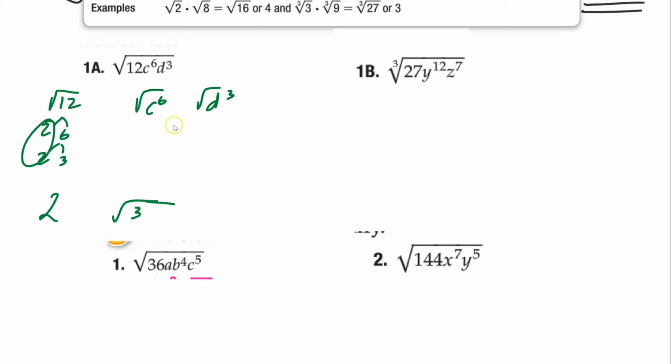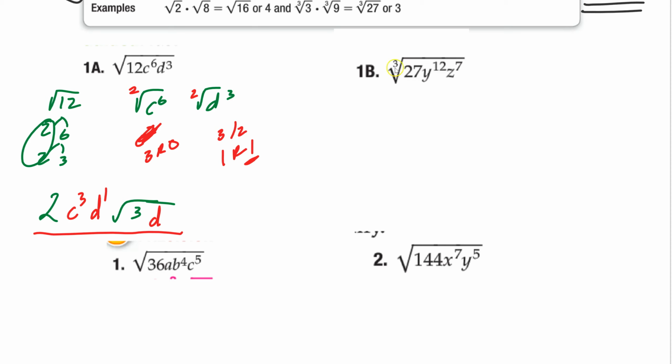You need space for the variables. And then we're doing the variables. So this is the square root. 6 divided by 2 is 3 remainder 0. So there are 3 c's on the outside, nothing on the inside. d cubed, again divided by 2. 3 divided by 2 is 1 remainder 1. So we're going to have 1 d on the outside, and there's 1 d left over on the inside because of the remainder. And that's my answer.